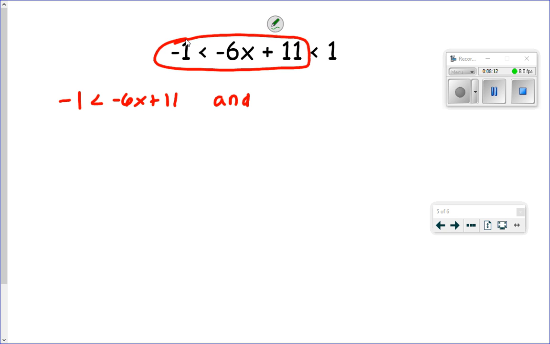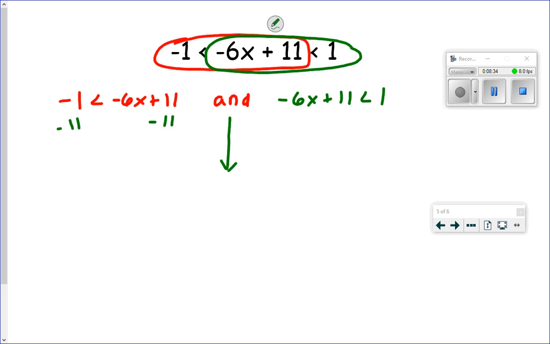Then to find my other one, I'm going to go from the right-hand side and go to my other inequality sign, and I'm going to rewrite that. So now I have two separate inequalities that I need to solve. I'm going to be carrying down the word and the whole time. So I'm going to start and I'm going to subtract 11 from both sides. Negative 1 minus 11 is negative 12.